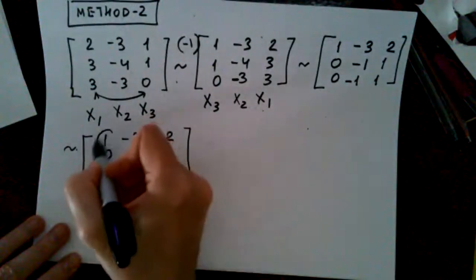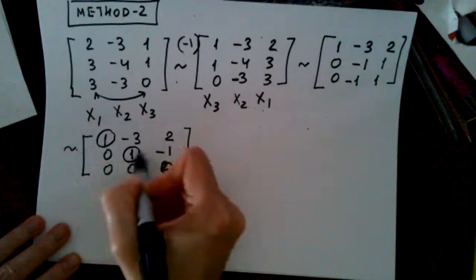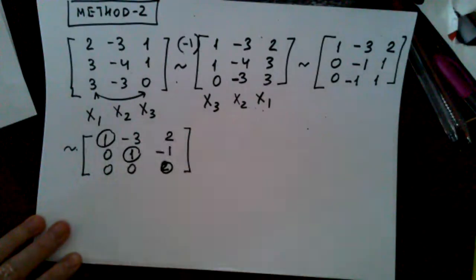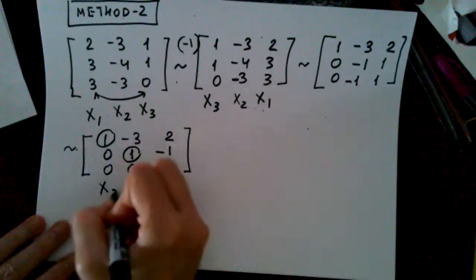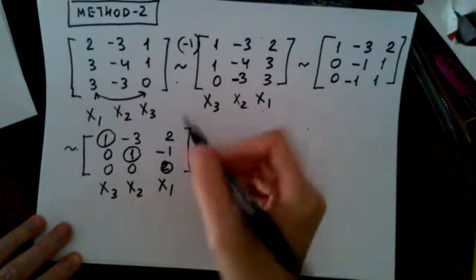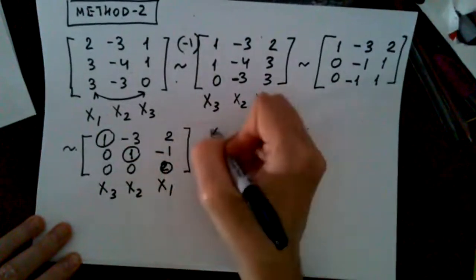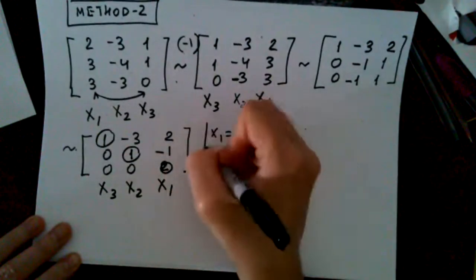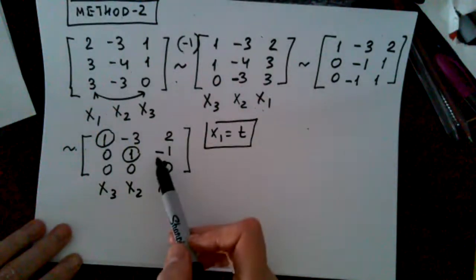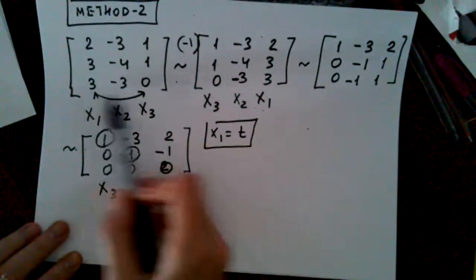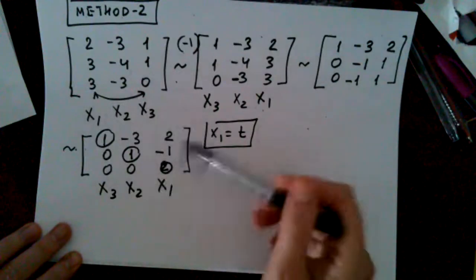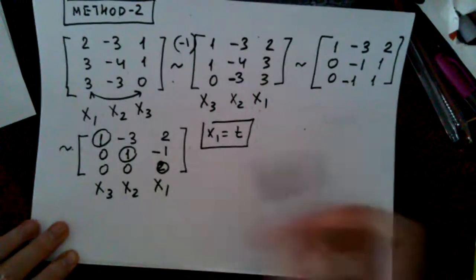We need to find leading elements, this one and this one, and the third row will correspond to the free variable. But remember, this was x3, this was x2, x1. So the free variable is x1, not x3, as you might be tempted to write. So x1 is equal to t. Don't forget about it. That's why most teachers don't recommend swapping the columns, because many people have the tendency to forget about this swapping by the end of the task.